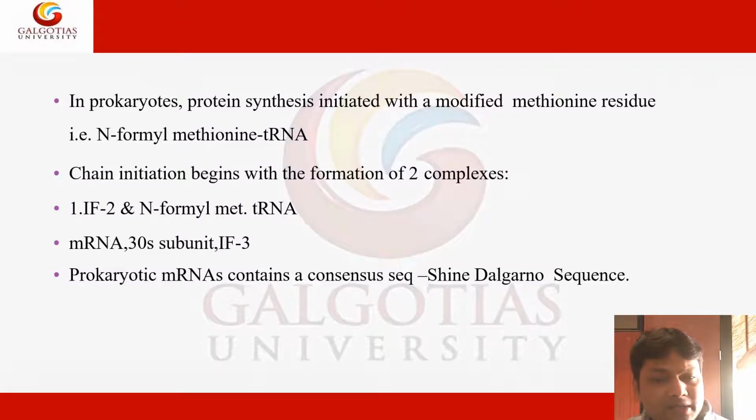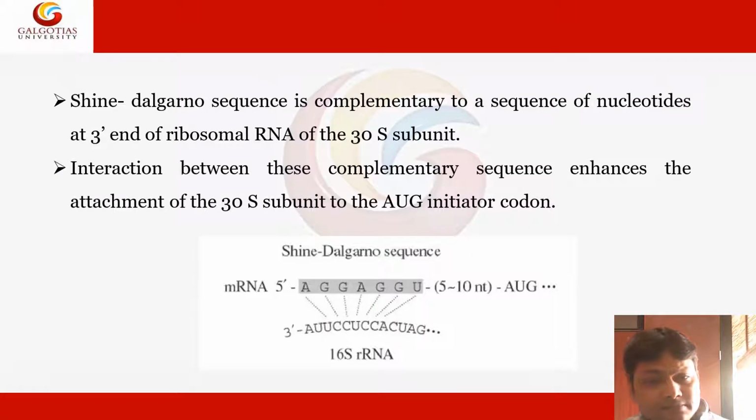The prokaryotic mRNA contains a consensus sequence known as the Shine-Dalgarno sequence. In this figure, you can see the sequence represented as the Shine-Dalgarno sequence, and this is complementary to the sequence of nucleotides present at the 3' end of the ribosomal RNA of the 30S subunit, that is the smaller unit. The interaction between these complementary sequences enhances the attachment of the 30S subunit to the AUG initiator codon, which starts the process.